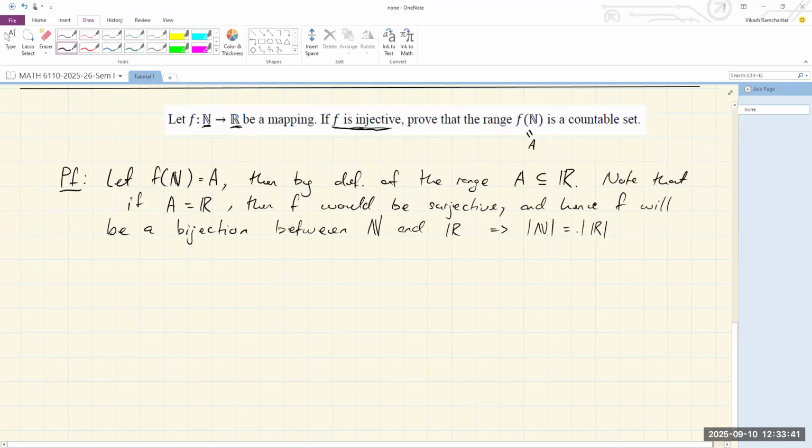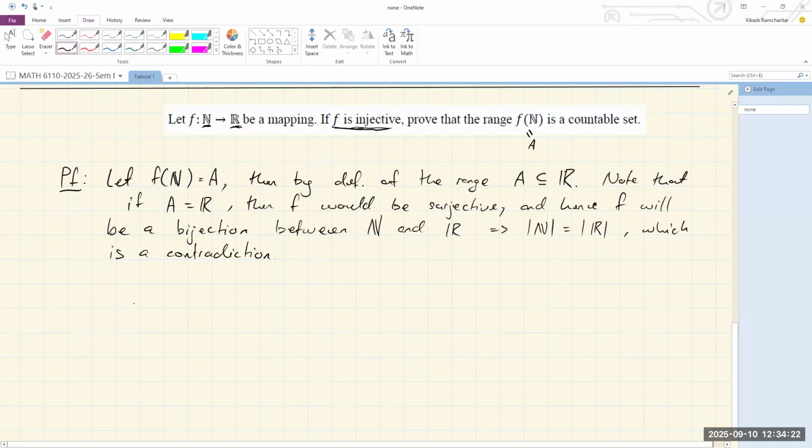Okay, but we of course know that this is a contradiction. The natural numbers is a denumerable set, so it's countable, and the real numbers is uncountable. So this is a contradiction. The real numbers has a cardinality strictly bigger than the natural numbers, which is a contradiction, right? Okay, so that means that A cannot be equal to R.